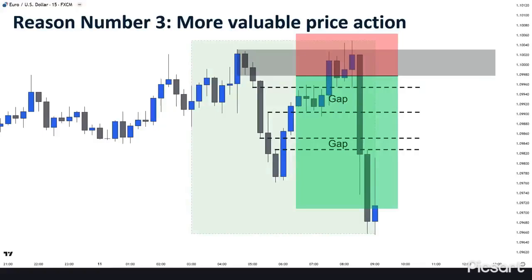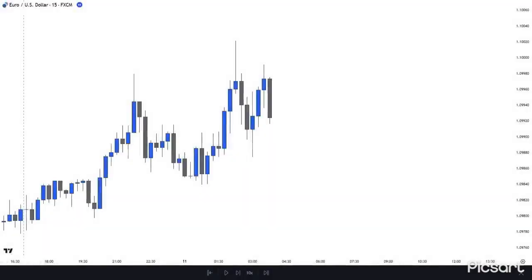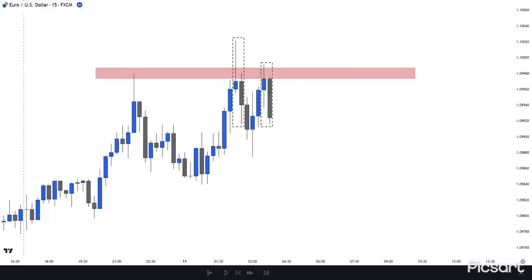Now, how to use this knowledge in our trading system? The Asian session has one of the highest amounts of liquidity accumulation. For example, look at this chart. Here we have euro-dollar on the 15 minutes. This area has strongly rejected the price twice in Asian session. We have a long wick rejection followed by an engulfing candle showing strong selling pressure.